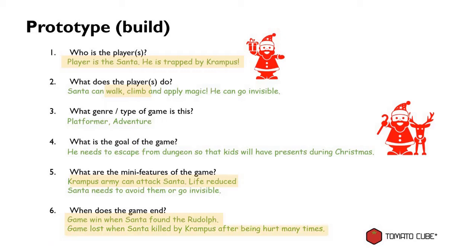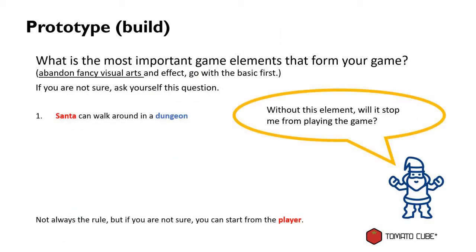So as you can see, I didn't highlight the magic part because that's an additional power that we add to the Santa. For the prototype, we will just go with the basic functionality first, which is walking and climbing, and then I need to determine when the game ends. So with that, I list out the items that I need to build.